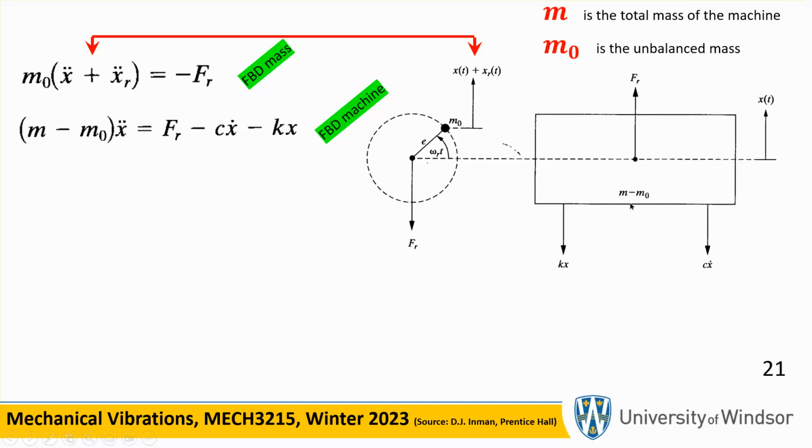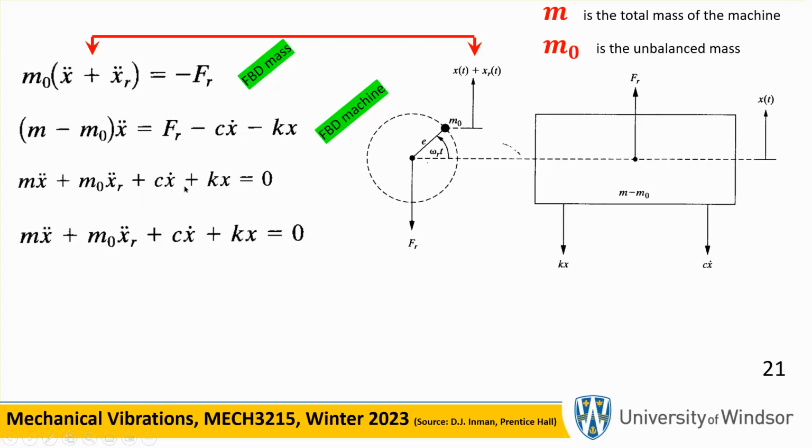And this is the equation: the sum of all the forces equals mass times acceleration, and the mass, by the way, is m minus m naught, because I've isolated this. Whatever is left is m minus m naught, and all the forces: Fr up positive, kx down negative, c x dot down negative. Good. Now, if you take this Fr and stick it in that expression and clean up, two things will cancel, one positive and the other negative, and this is what you're going to get. Great.